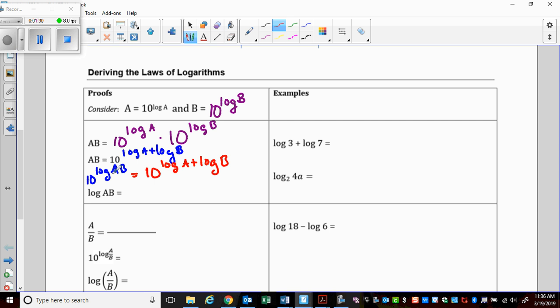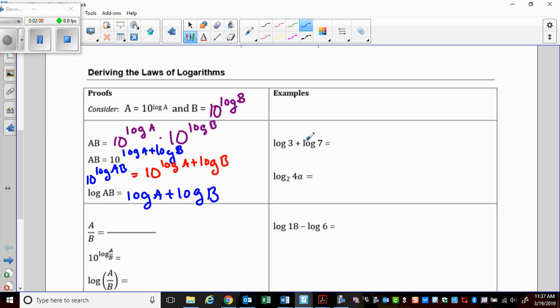And so if I took the log of each side, or got rid of this 10 right here, what we can do is say if the bases are equal, the exponents have to be equal. Log of AB is equal to this exponent right here, which is log of A plus log of B. And I'll show you an example.